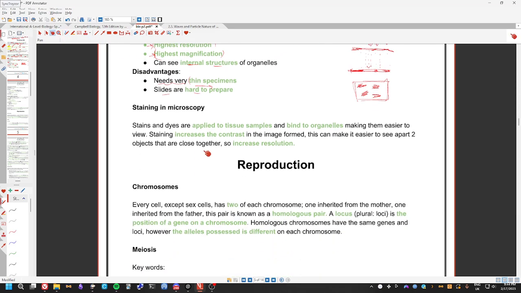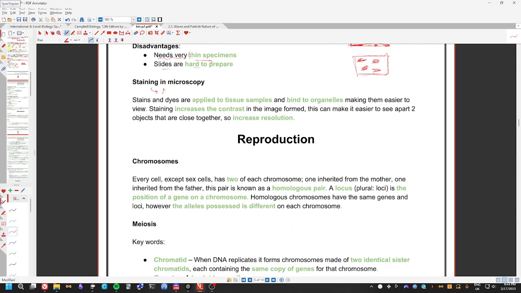Okay, easy. Staining in microscopes, this is important, and there's also going to be extra information here which you're only going to be able to find in, for me, the textbook, because they talk specifically about examples of molecules or substances used to stain specific kinds of substances. So it's very specific. Stains and dyes are used on tissue samples. What they do is bind to the small organelles within the nucleus, within the cytoplasm, or within the membrane. They'll bind to them and make them easier to view.